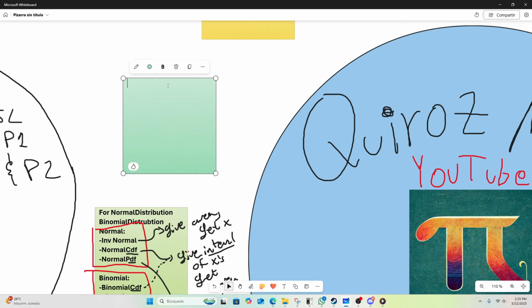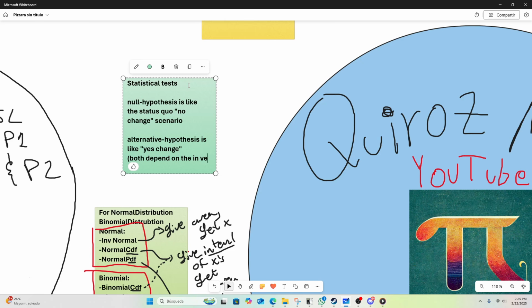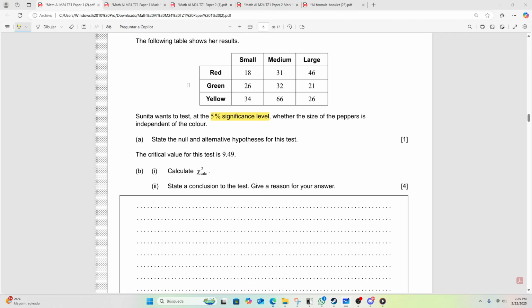So this is something new that will arise, and the big hint I can give you here is that for all of these different statistical tests, the null hypothesis is like the status quo. So it's a little bit of a no change scenario. While the alternative hypothesis is like a yes change. Okay? And both depend on the investigator. Alright?